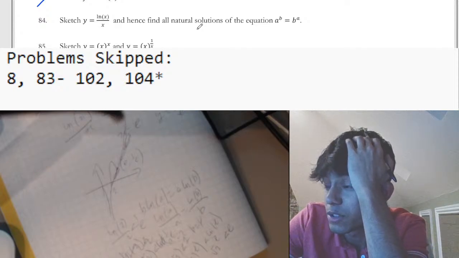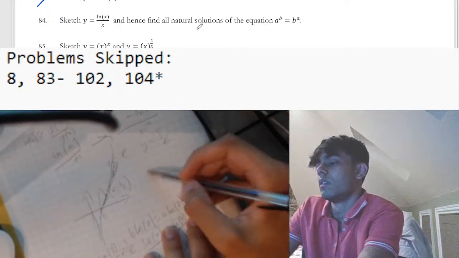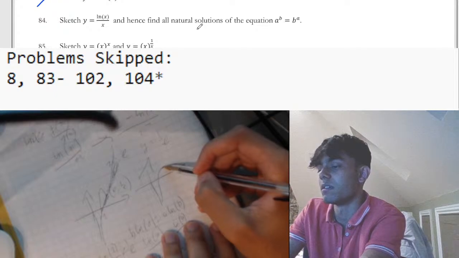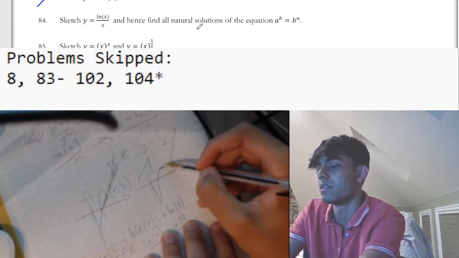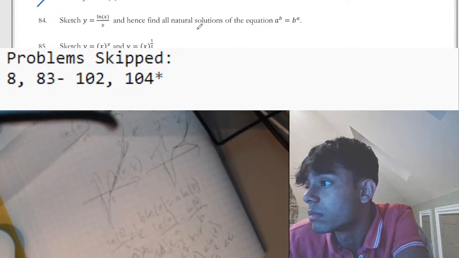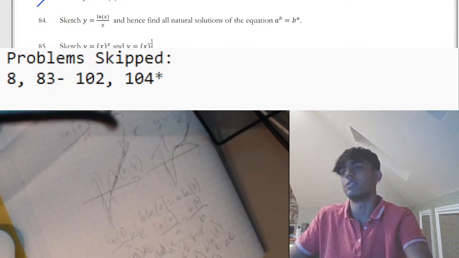Okay, so the thing should go down after e, 1 over e. So it should be something like this, goes to 1 over e, goes down and then goes up, something like this. Yeah. I think this is the rough thing.